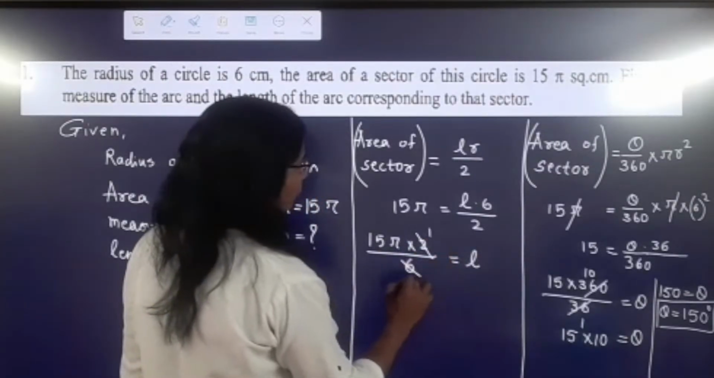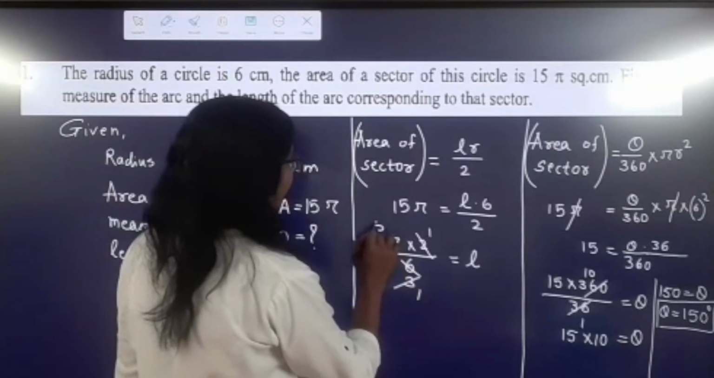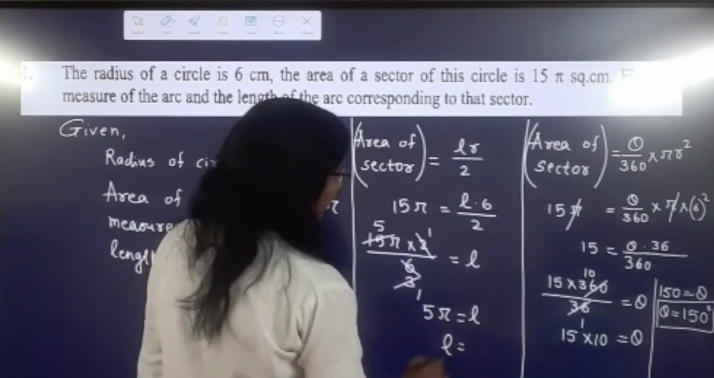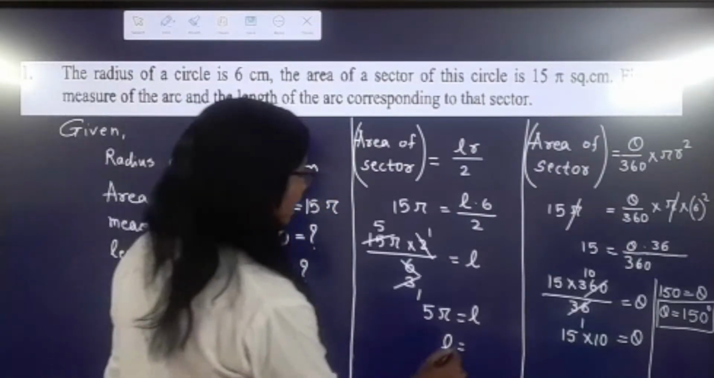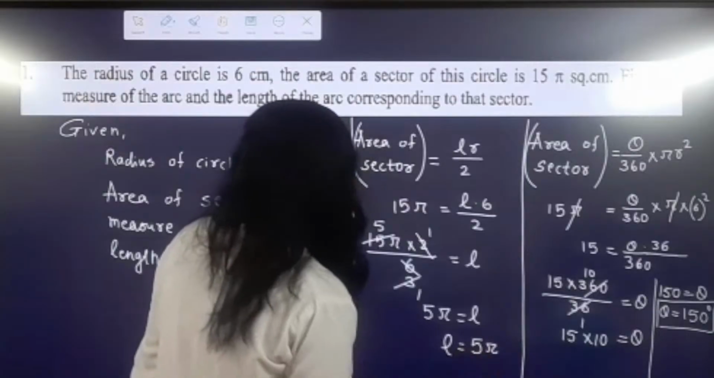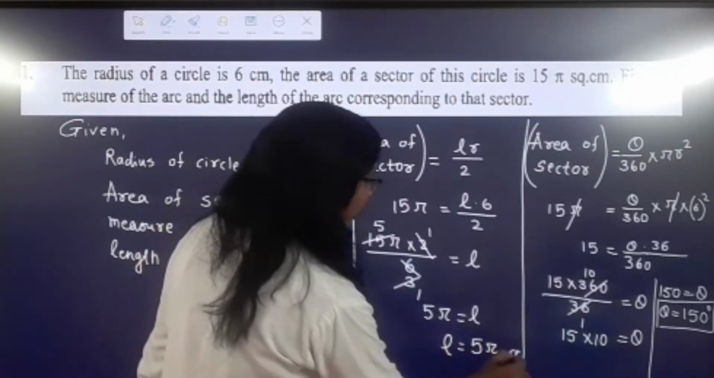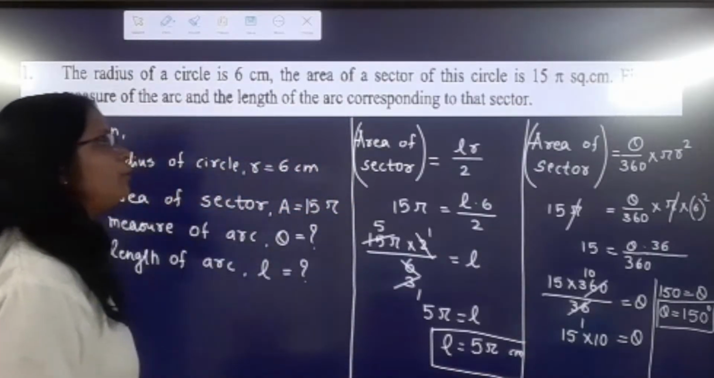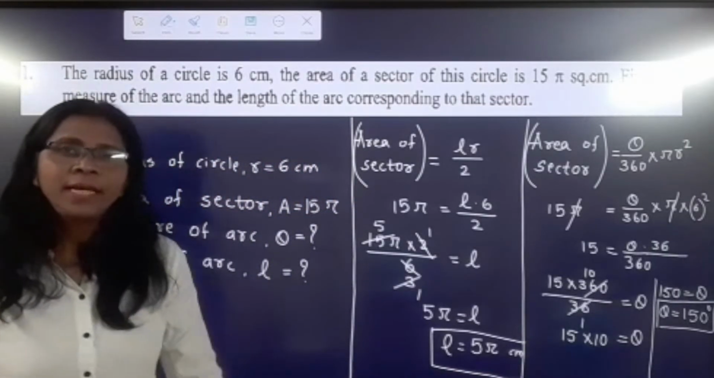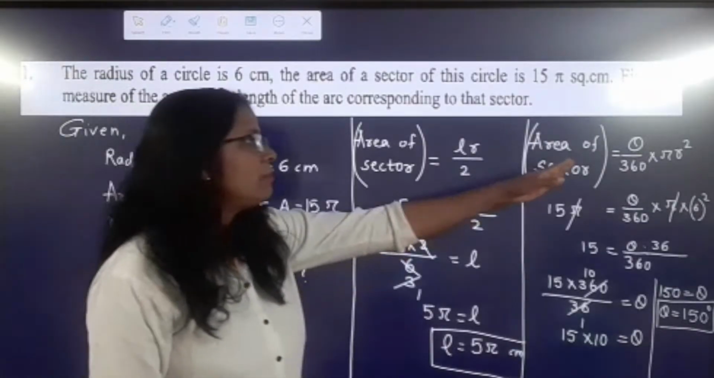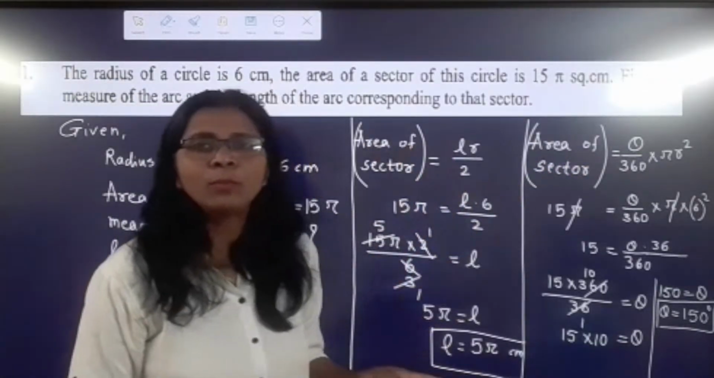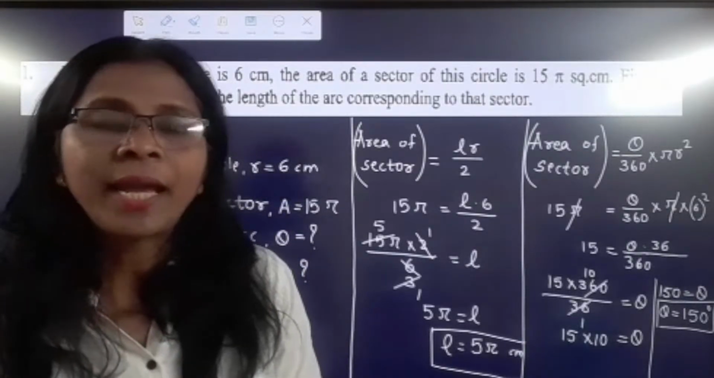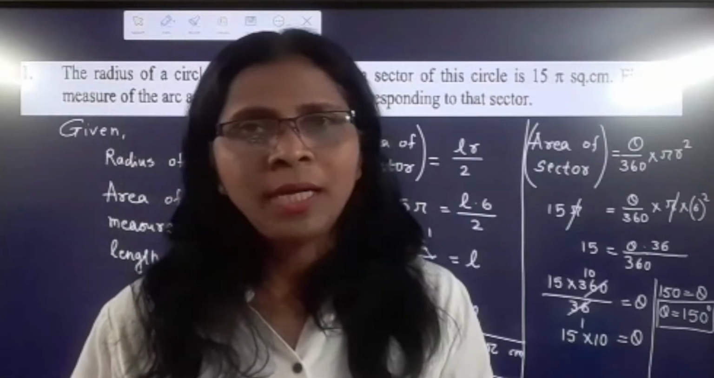So 2 ones are 2, 3 sixes are 18, so 5 pi is L. So length of arc is equal to 5 pi, and here the unit is centimeter. Okay students, in such a way, by using the area of sector, this one is the first formula and this one is another formula for the area of the sector, and with them we can calculate the length of the arc as well as the measure of the arc.